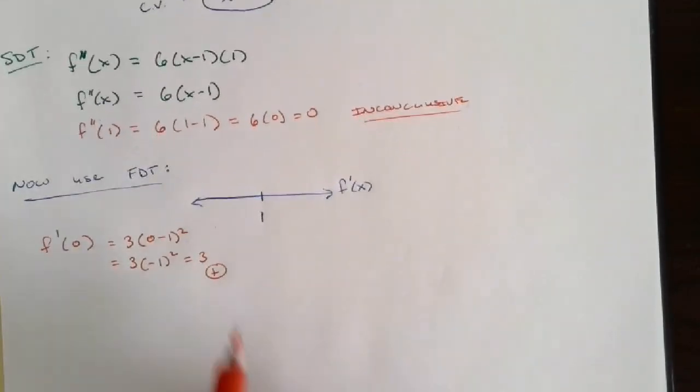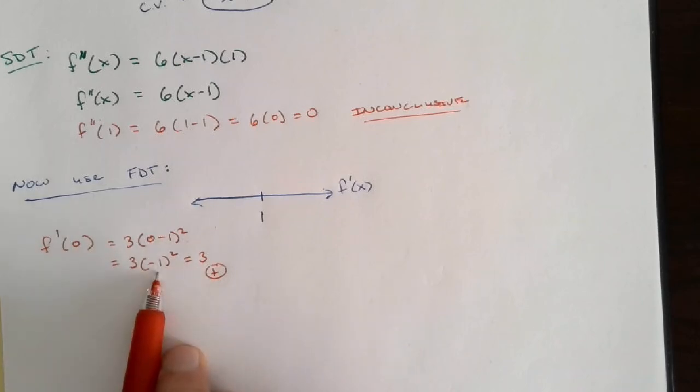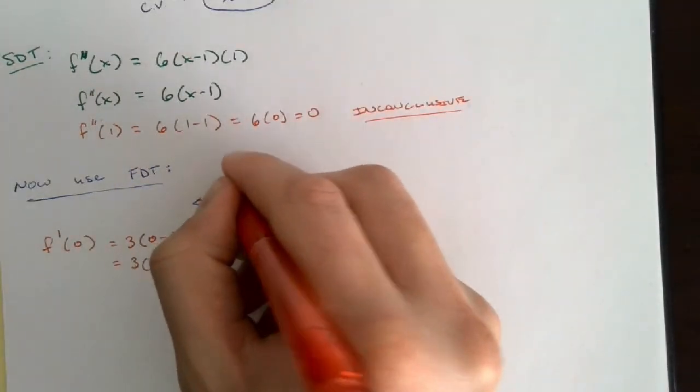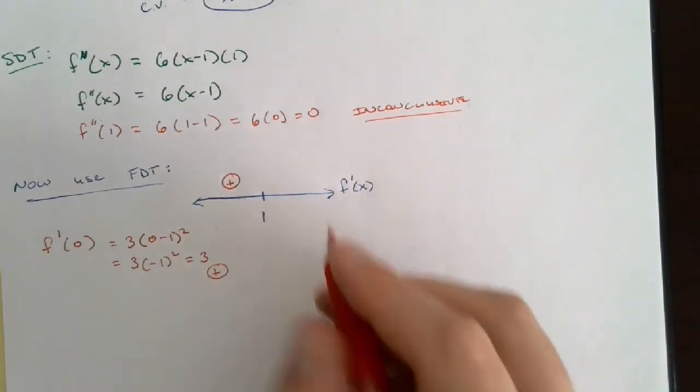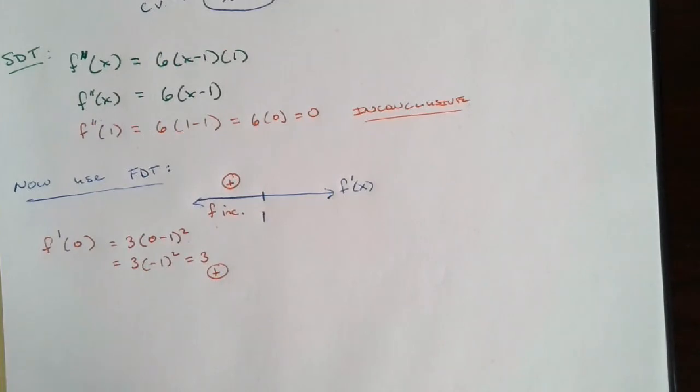Yeah, so you sub 0 into here. You have 0 minus 1 squared, which is negative 1 squared. This will be a positive 1 times 3, because you have positive 3. So at 0, the first derivative is positive. So everyone to the left of 1 is positive. That tells you that the original function f is increasing, remember, right? A positive first derivative tells you the original function is increasing.